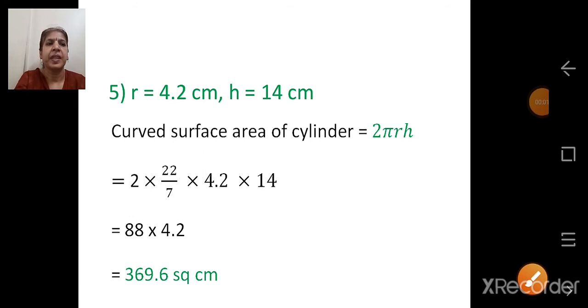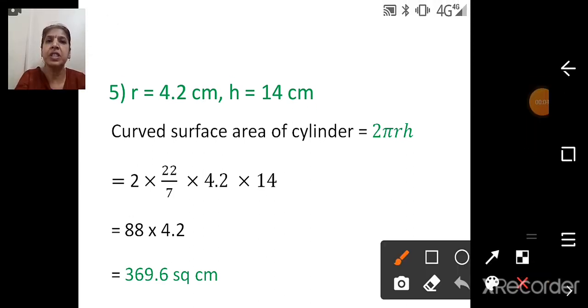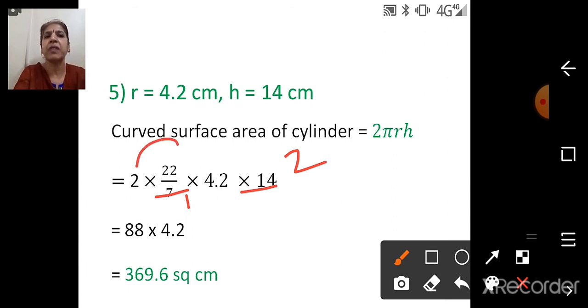Next sum. This is the fifth sum. The fourth sum is given as an assignment. Now radius r is equal to 4.2 centimeter and h is equal to 14 centimeter. Curved surface area of cylinder is, write the formula, 2 pi r h. Then substitute the values, 2 into 22 upon 7 into 4.2 into 14. So here we can easily divide, 7 ones are 7, 2s are. Then you multiply the numbers, 2 into 22, you will get 44.